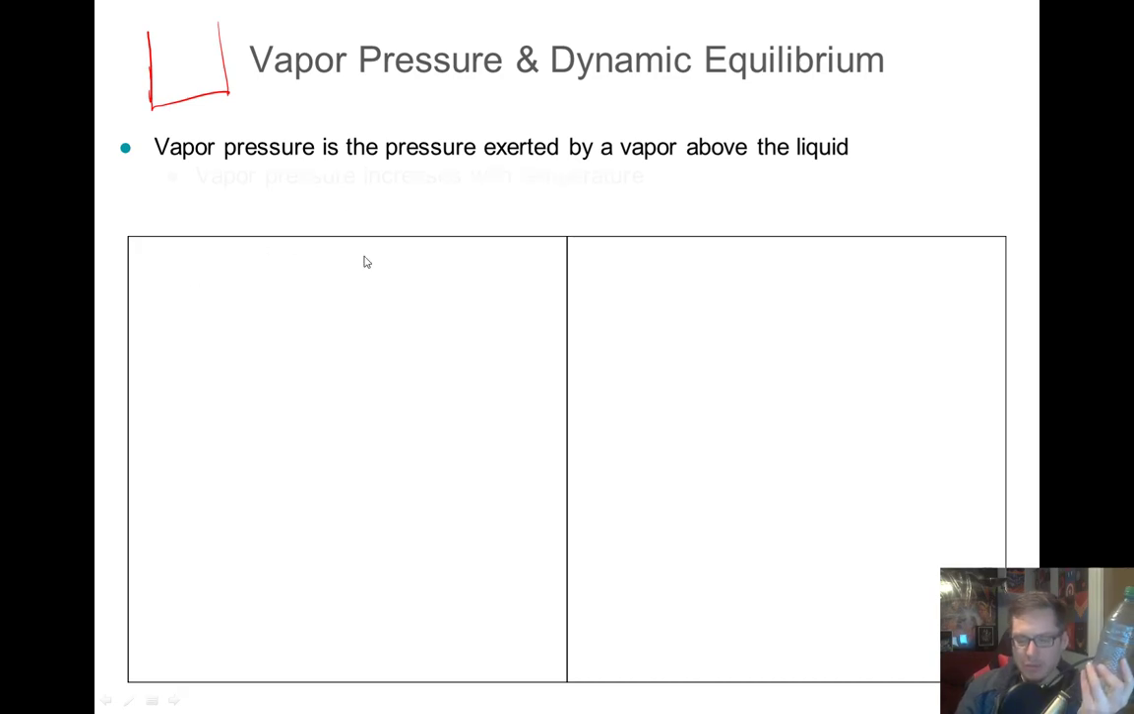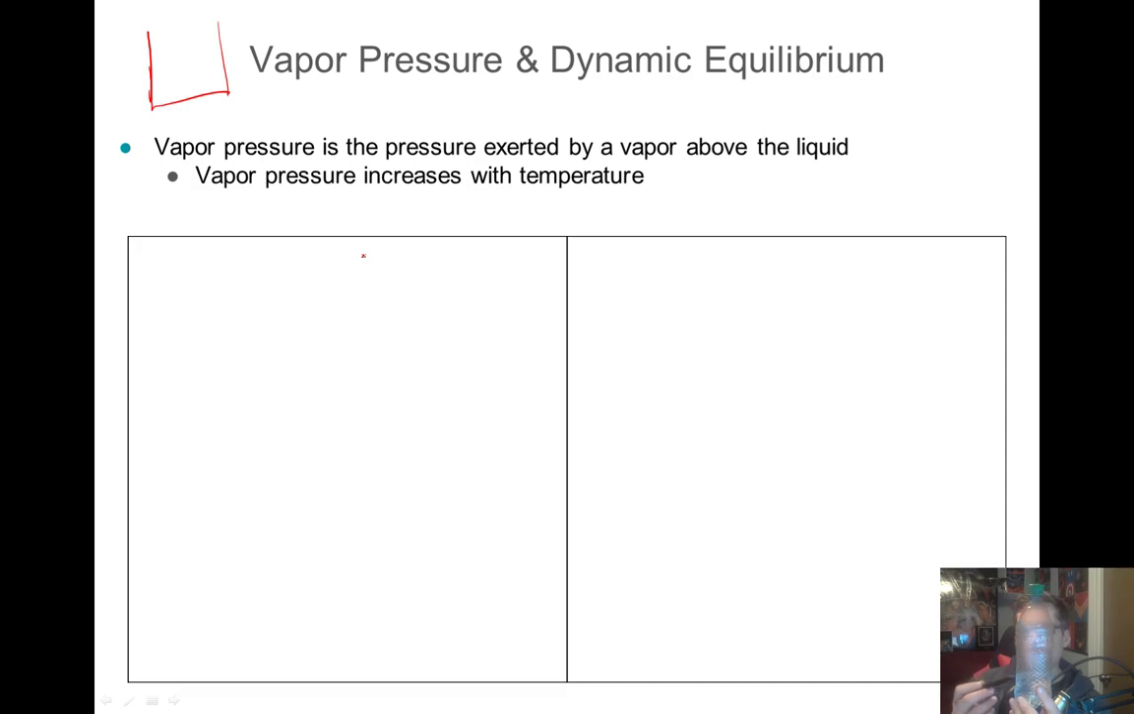Okay, oops, I gotta go back over to my slide. So as we increase temperature, more and more of these molecules here can become vapor. And that makes sense because they're moving faster. And once they move faster, they can break free of these intermolecular forces that are in there. And if they can break free of these intermolecular forces, then they can become a gas.